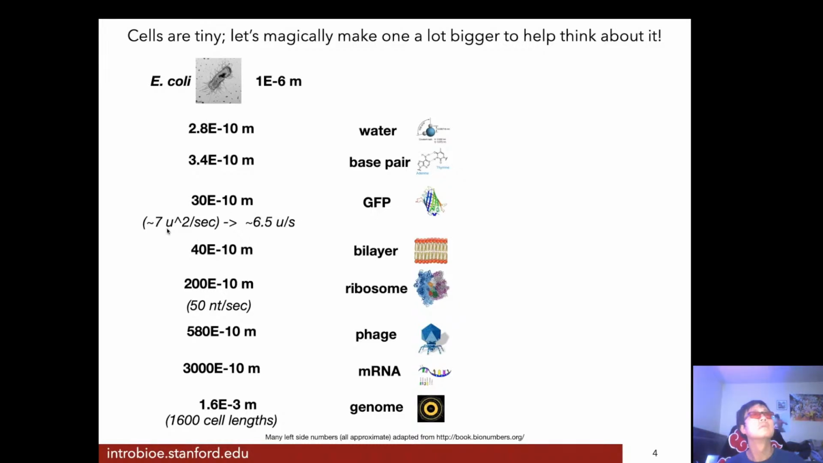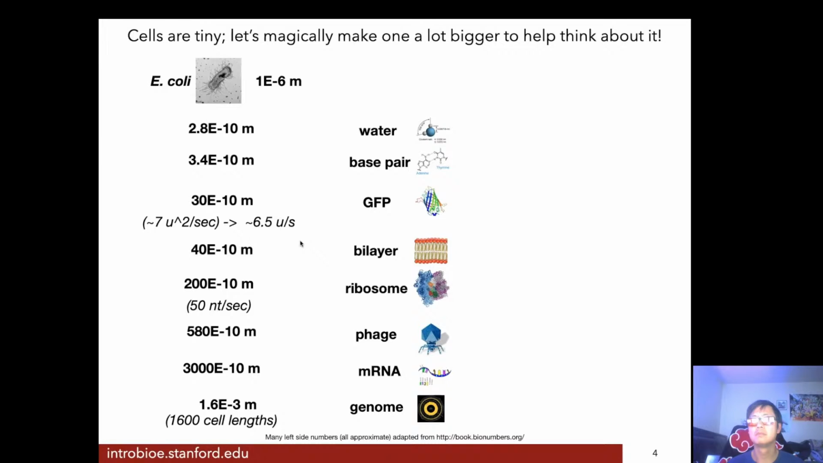So this GFP, we can represent how quickly it's moving, and this will make more sense in a few slides, but roughly it's moving about 6 microns, or 6 × 10⁻⁶ meters per second. A micron is 1/1,000,000th of a meter. All right, so see what I mean? Cells are tiny. These numbers, they're real or approximately real.